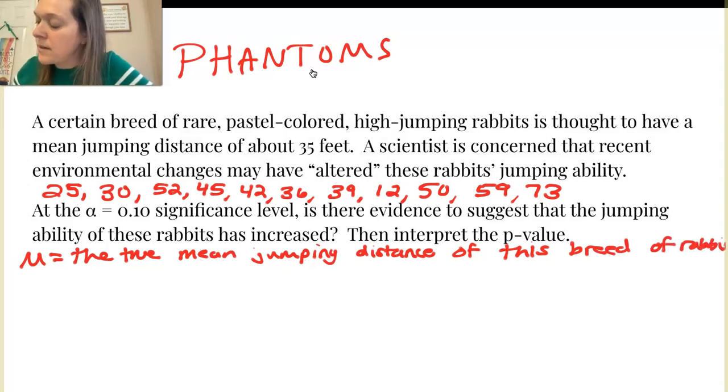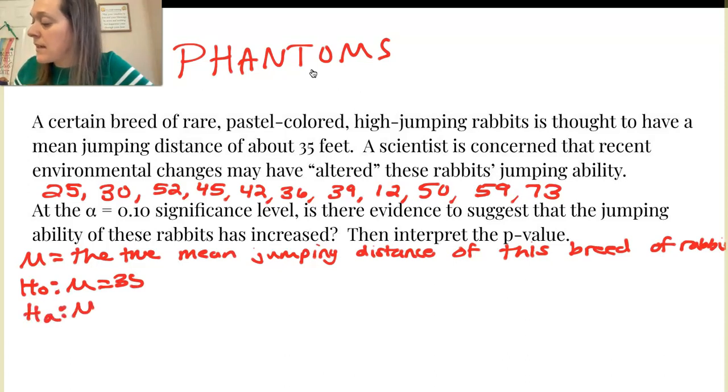My H0 and my HA. So my H0 would be mu is equal to 35. So nothing's changed. It is what we expect it to be. My HA would be that there's an increase, so it's greater than 35.